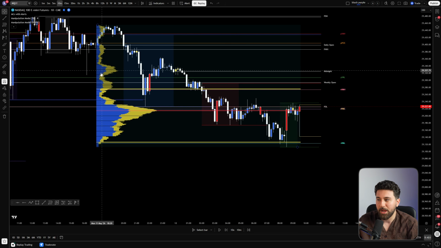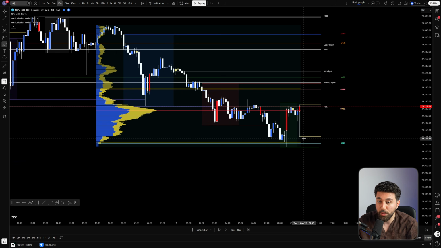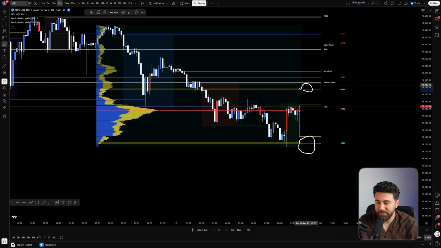Why? First of all, I'm seeing a B-shaped volume profile and I'm in the middle of the value area. You don't take trades in the middle of the value area if you want to take high probability breakout and fake out setups. So what we will do is we will wait for the edges. We will wait for the value area low or the value area high.